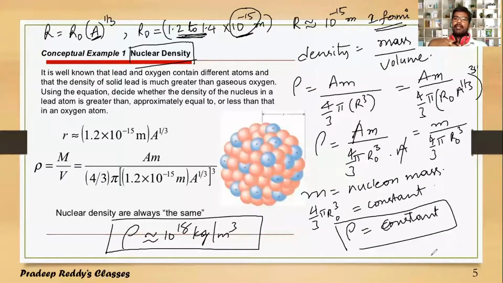It's of order 10 power 18 and that will be fixed. All nuclei have the same density. Just like how its size is in the order of 10 power minus 15, all nuclei do have the same density. Density of uranium nucleus is of order 10 power 18, and density of hydrogen atom is of order 10 power 18. Density of lithium, sodium, chlorine, any atom, it will be of order 10 power 18. That remains constant.